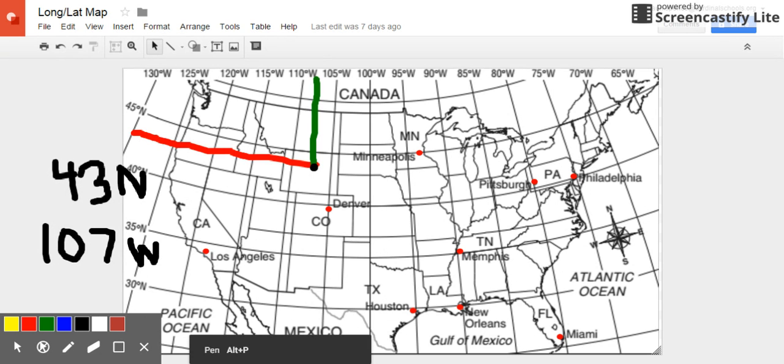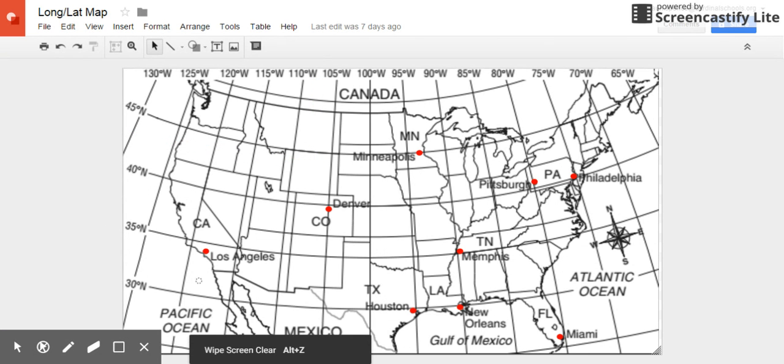Let me give you a few examples to try on your own. First of all, what is the latitude and longitude location of the city of Los Angeles? Here's Los Angeles right here. And how about Philadelphia? Right here. Look at this red dot. What is the latitude and longitude location of Philadelphia?